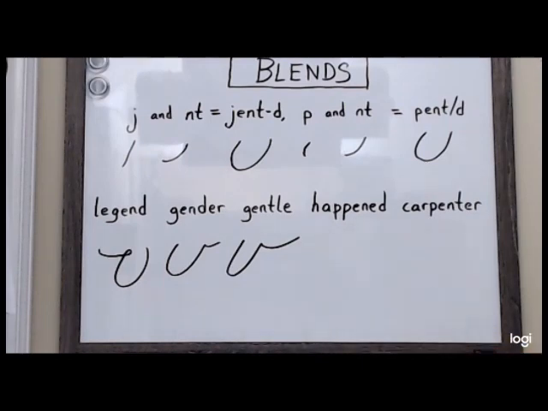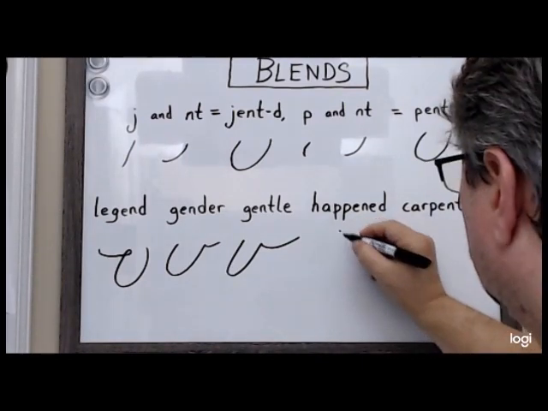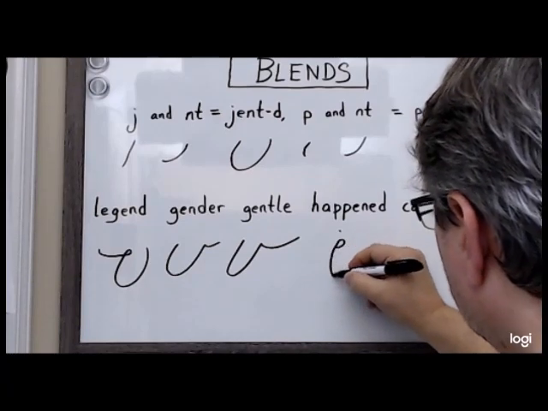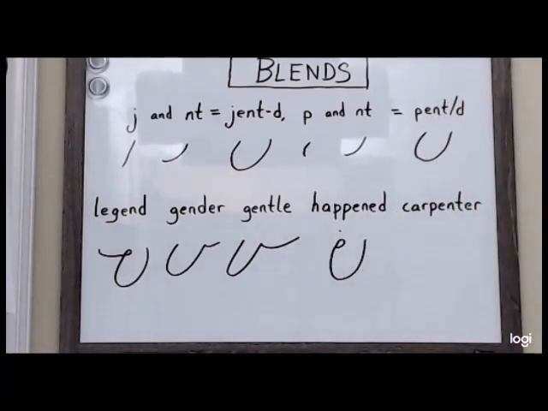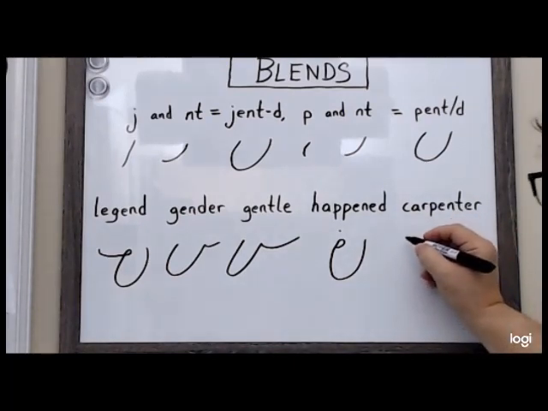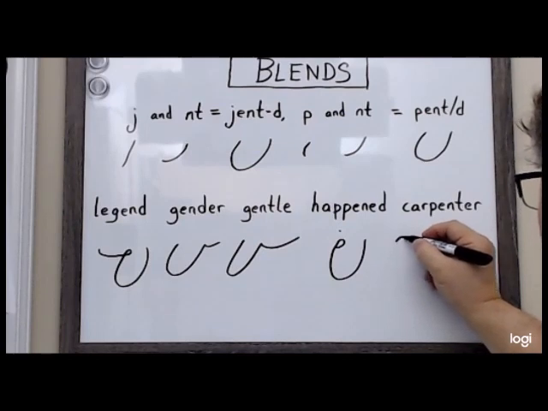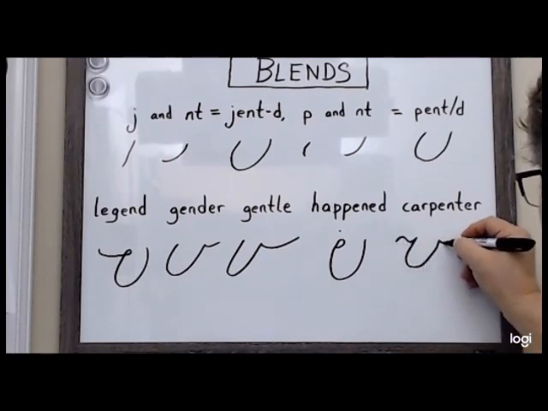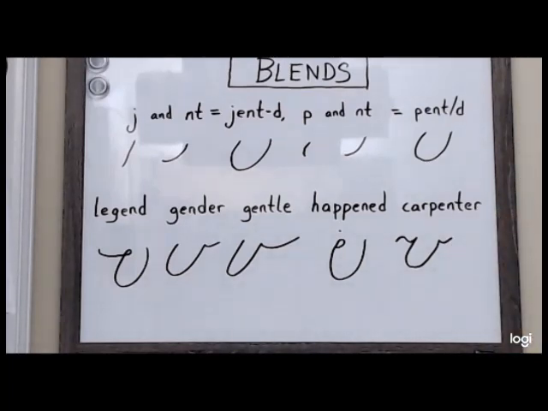The word happened, you're going to put the H here, the A, and then the penned stroke. And then for the word carpenter, it's going to be this K-R, the pent, and then the sound. Now here the A is understood in this K and R sound.